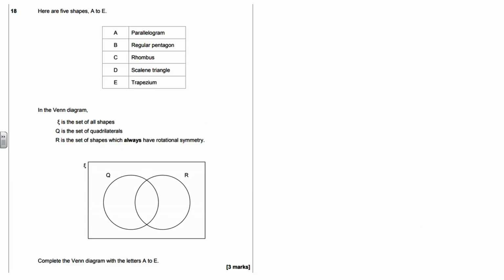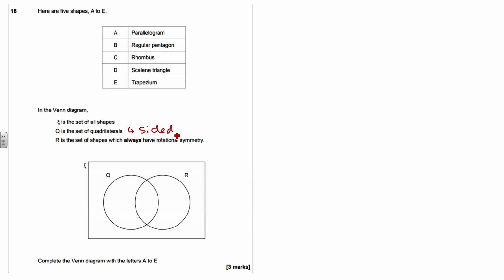Okay, question 18. Here are 5 shapes A to E. In the Venn diagram, the epsilon there is the set of all shapes. Q is the set of quadrilaterals, that's 4-sided shapes. And R is shapes which will always have rotational symmetry, which means that basically if you rotate them, they will match on themselves before they get back to the beginning.